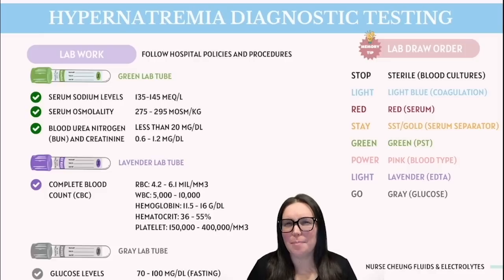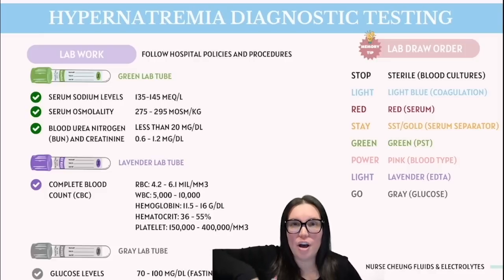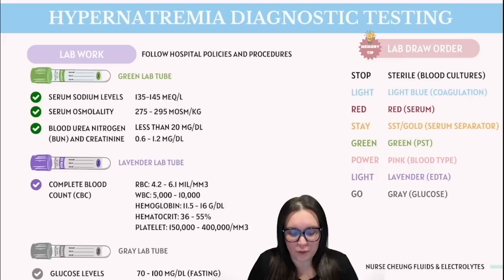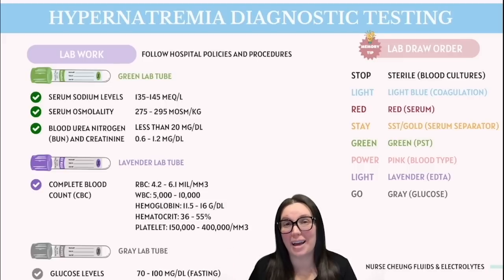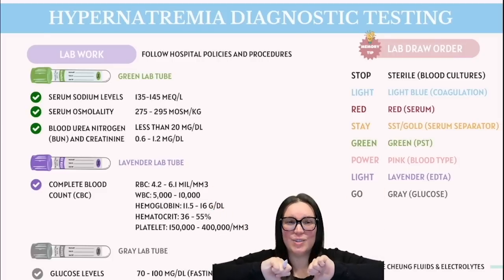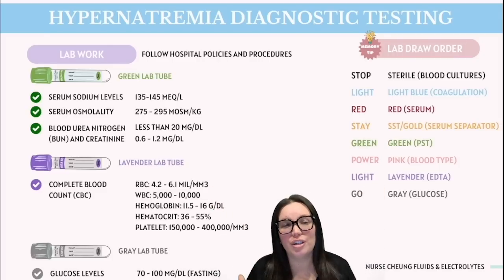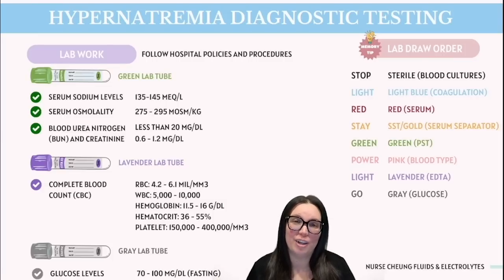Think about it like making soup. If we boil off all the water, the remaining ingredients are going to become more concentrated. The same thing happens with our hematocrit and our hemoglobin. When the blood volume decreases due to dehydration, the proportion of red blood cells to the rest of the blood is going to increase. So you're going to see a rise in those numbers when you look at your lab results.